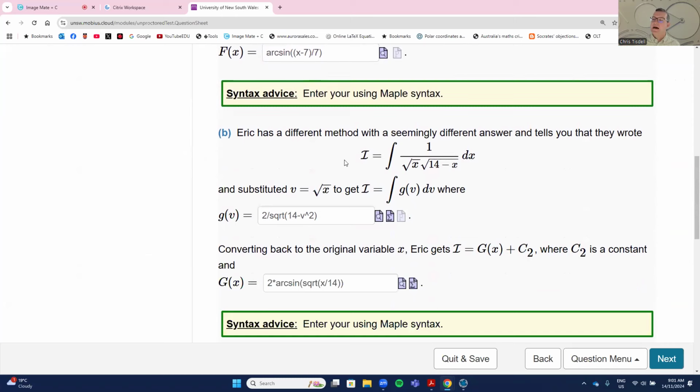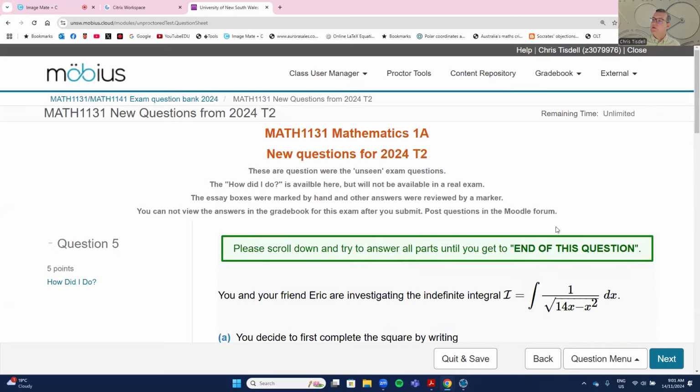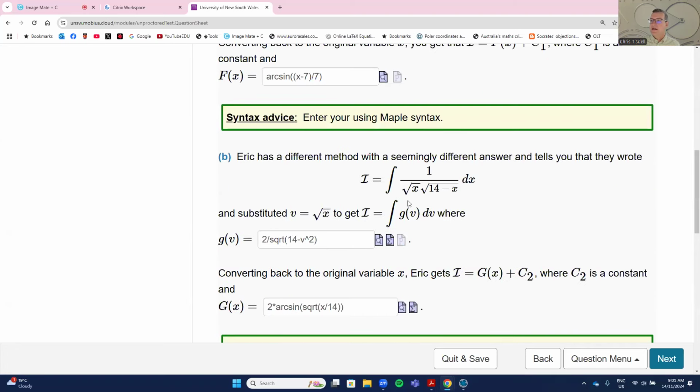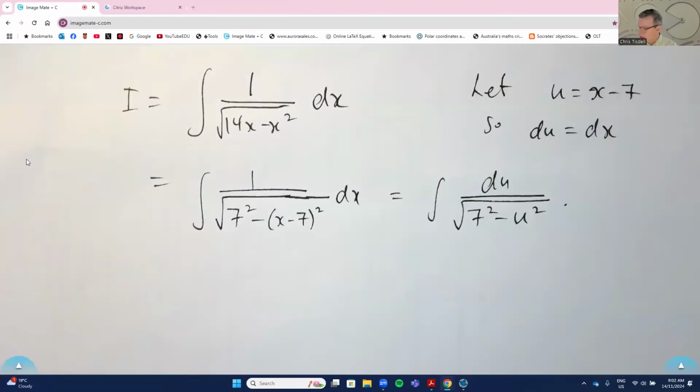Now, Eric has a different method with a seemingly different answer, so let's go with this format and see what happens. They've broken up the square root into a product, which is fine, and then substituted v equal root x. Let me pull that over here and see if we can do something.